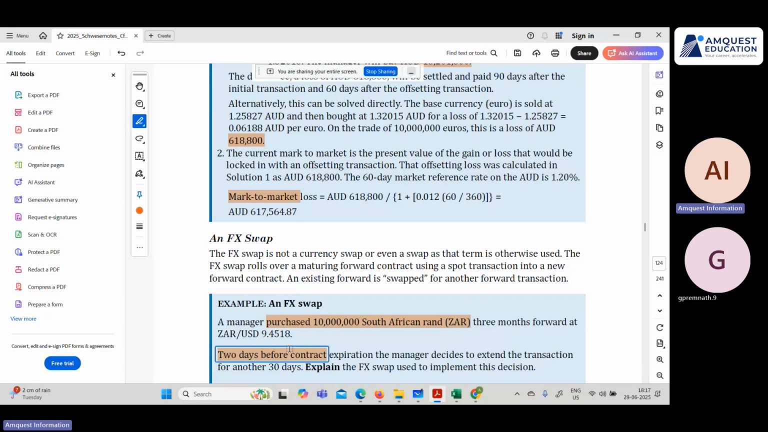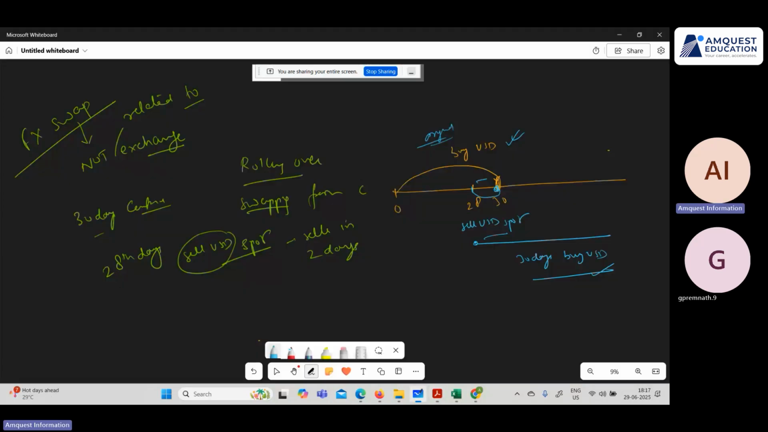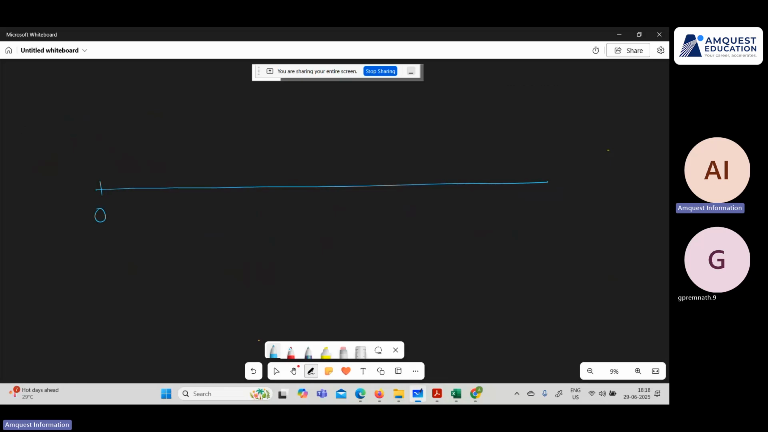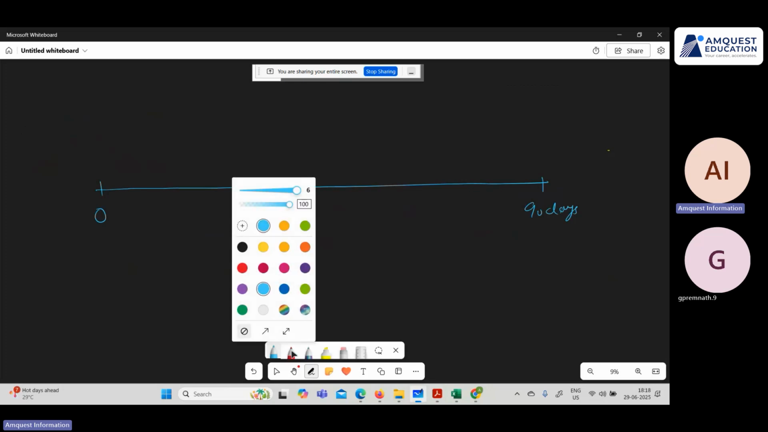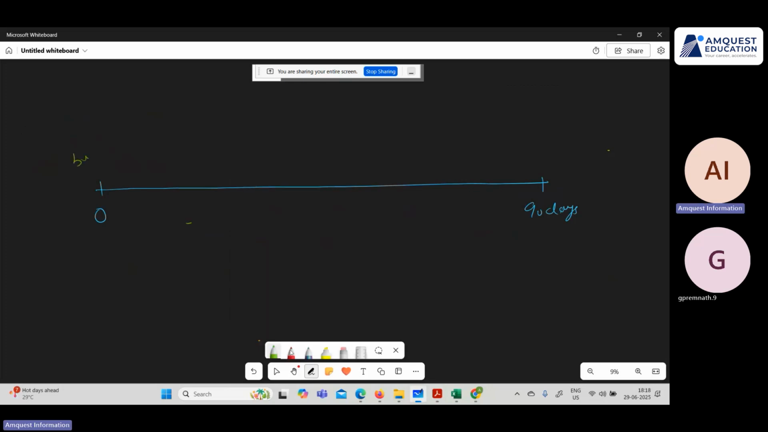This is forward, right? So when I say sell forward, it means I will be selling in the future. Let me tell you this. This is 0, and this is 90 days. Let's look at what happens over here. When I say that I will buy 10 million USD forward 90 days, am I really buying, or am I just saying? I'm not really buying, right?